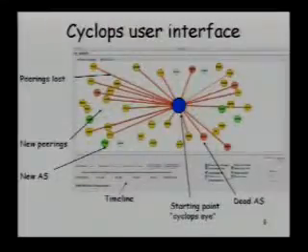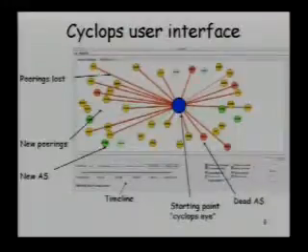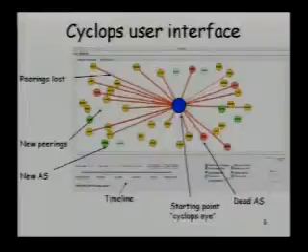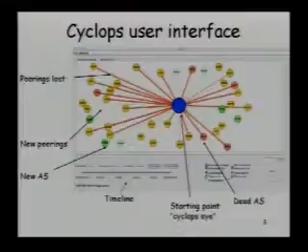So this is a snapshot of the tool. We have this user interface. Basically here we have a central node, 7018 AT&T, the blue node in the middle, and we are visualizing changes from early January. You have a timeline on the left bottom corner, from January 1st to about January 24th.